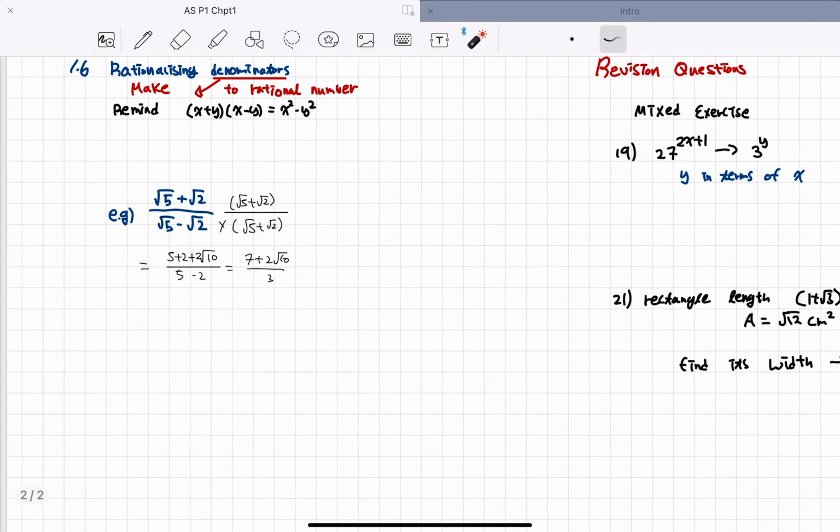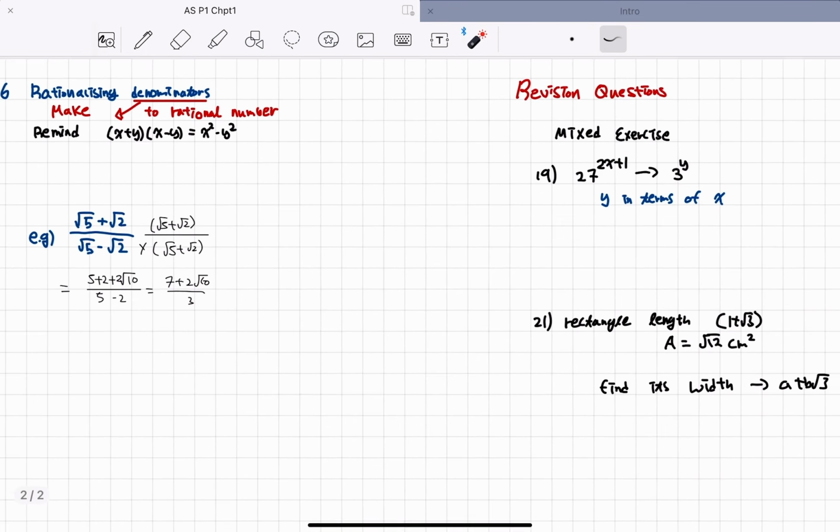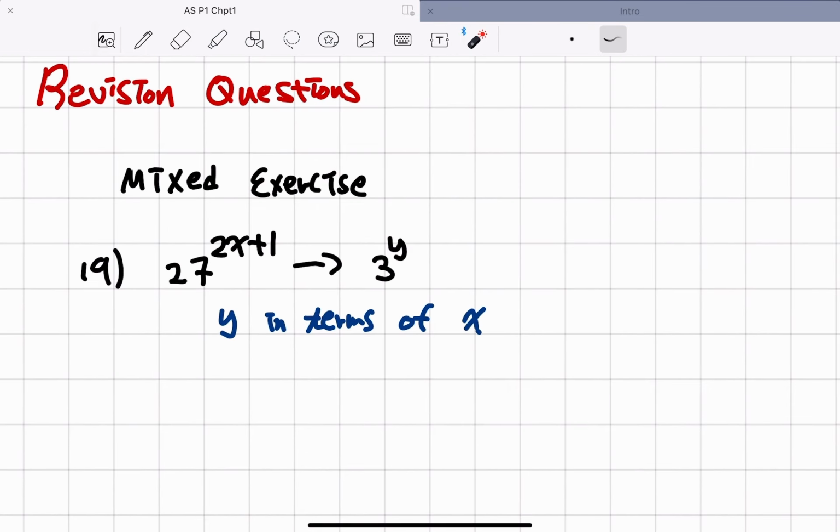So it's done for chapter 1, and let's try some questions. This one is from the mixed exercise. All the questions below are from the mixed exercise. So question 19, which is 27 to the power of 2x plus 1 into 3 to the power of y, and y in terms of x. Okay, so let's try this one.